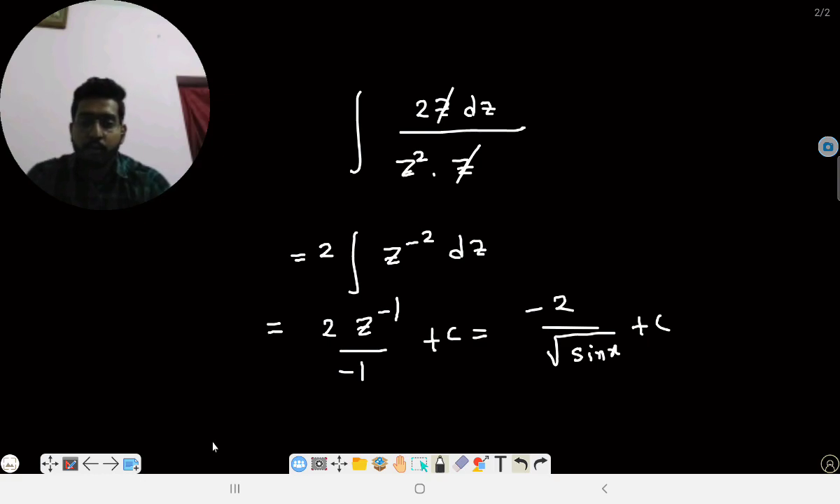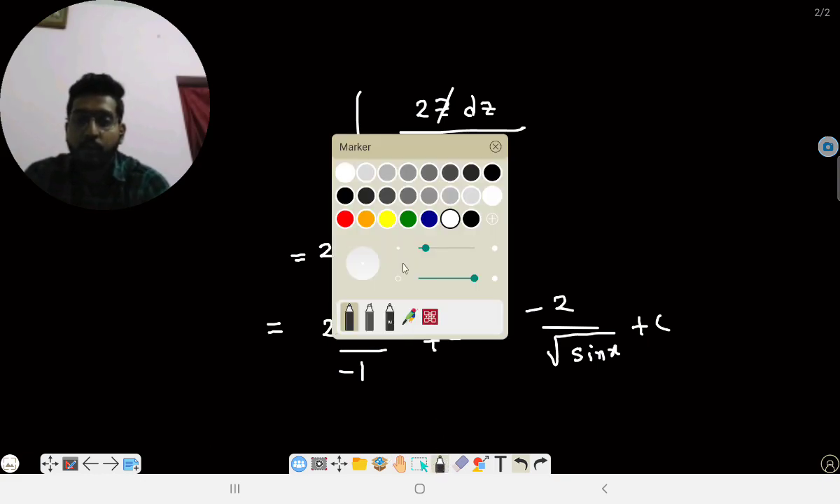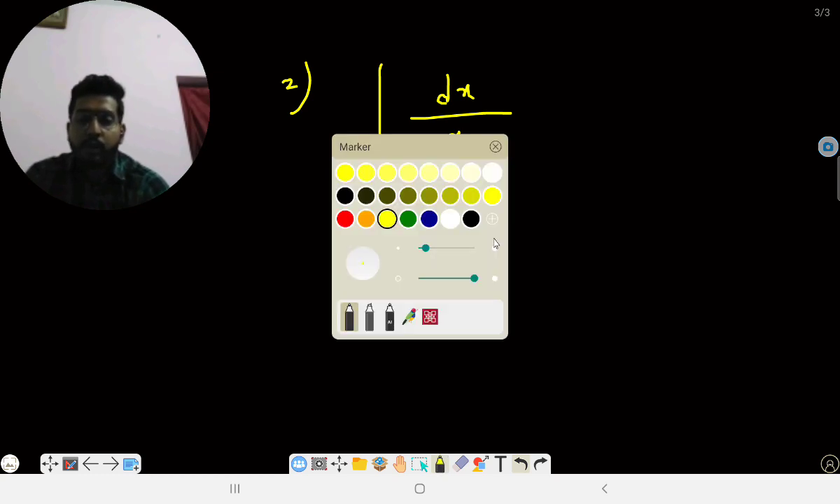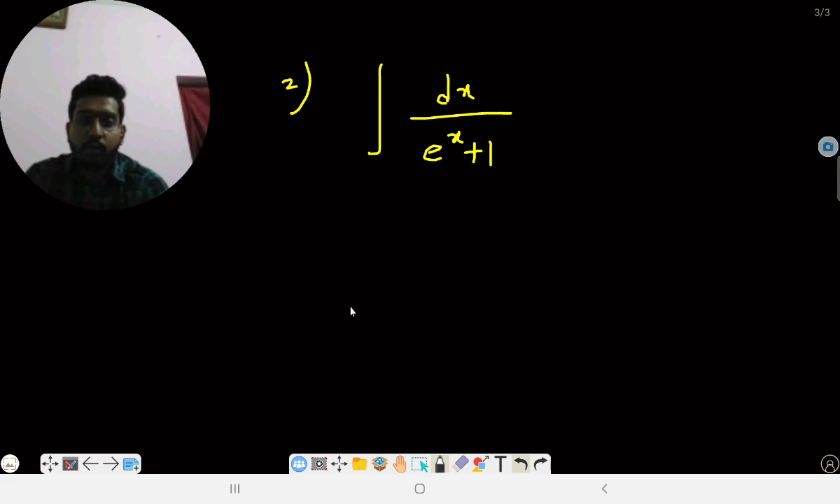Now we'll move to question number 2. So question number 2 is like this: integration of dx by e to the power x plus 1. Now this one, this is also a very good question. So e to the power x plus 1. Now how to solve this type of questions?